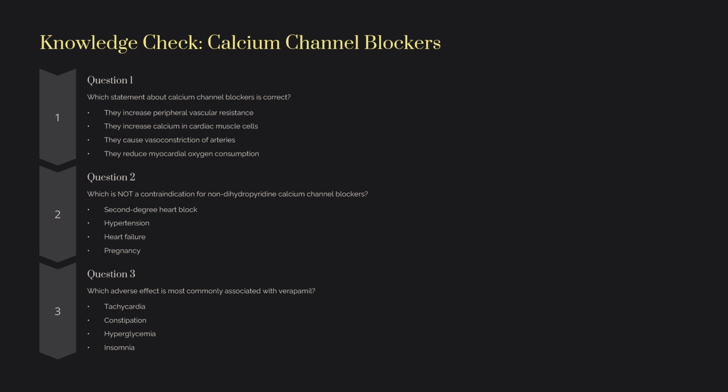So which statement about calcium channel blockers is correct? They increase peripheral vascular resistance, they increase calcium in cardiac muscles, they cause vasoconstriction, they reduce myocardial oxygen consumption. D, very good. Which is not a contraindication of non-dihydropyridine calcium channel blockers? That is a hard word to say. Hypertension, correct. That is what we want to administer them for. And which adverse effect is most commonly associated with verapamil? Very good. I'm very proud. Y'all need to study with Kiera.